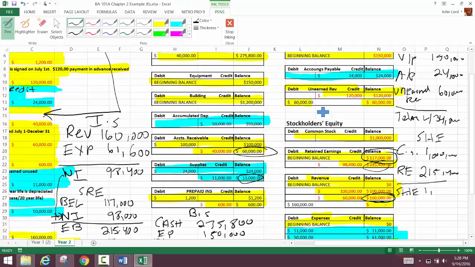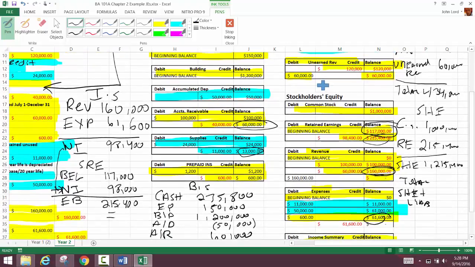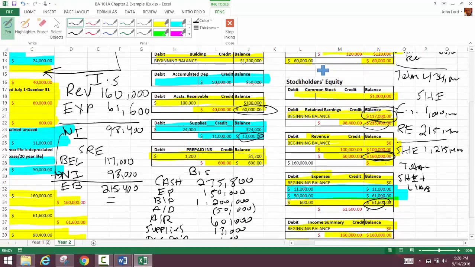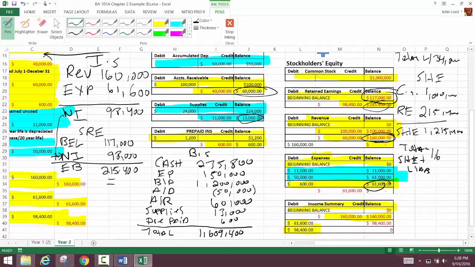1,215,400. Yep. Okay, good. So what's my total stockholders' equity plus liabilities then? 434 plus 1,215,000 is how much? 1,649,400. 1,600 and what? 49,400.